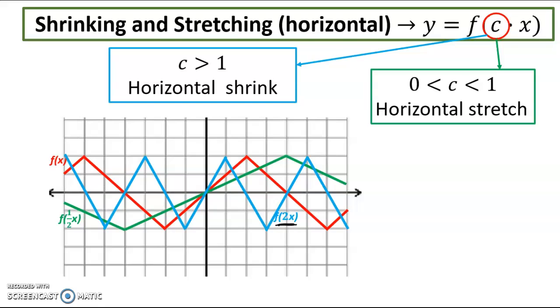If my multiplier on x is some number between 0 and 1, it's a horizontal stretch. So I've taken the ends of the graph and stretched them out. Again, go back to the graph in red. Now my graph in green, f is 1/2 x. Notice that there are not as many hills, peaks, and valleys on the graph in green. It's like I've taken the ends in red and stretched them out.